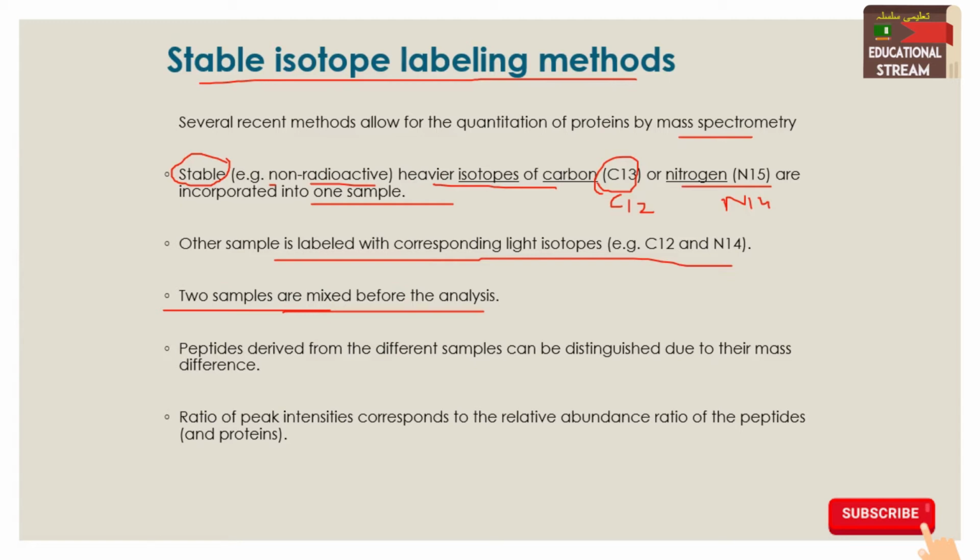Then we move it for mass spectrometry after doing the trypsin digestion, and the peptides derived from the different samples can be distinguished due to the difference in their masses. Then we take the ratio of the peak intensities, which corresponds to the relative abundance ratio of the peptides and the protein. By comparison we see the abundance ratio, which peptides are abundant, and whether these peptides contain the lighter isotope or the heavier isotope.